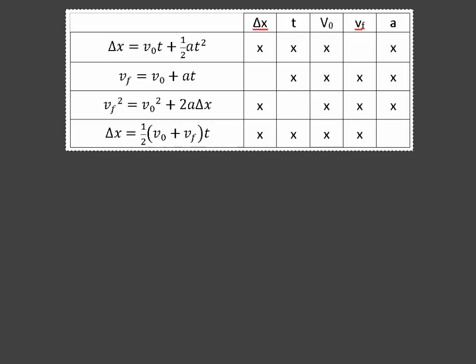And what you may notice here is that inside here, there's a little grid. And up here are the 5 different variables that show up in these equations. Every one of these equations has 4 of the 5 and is missing 1. So the way we apply this is we look at a problem, we figure out what we know and what we don't know.